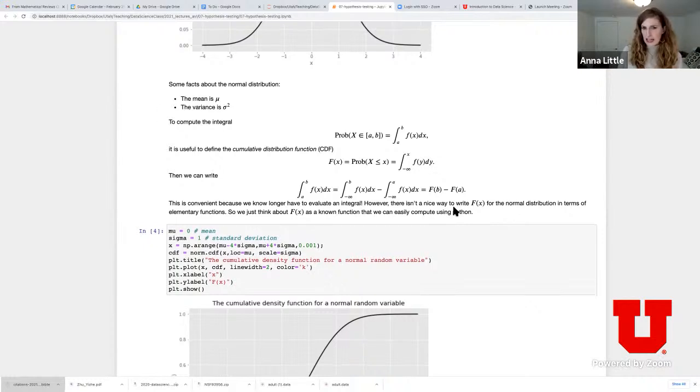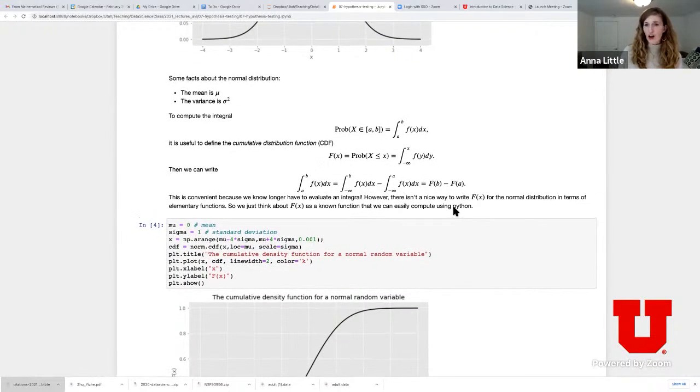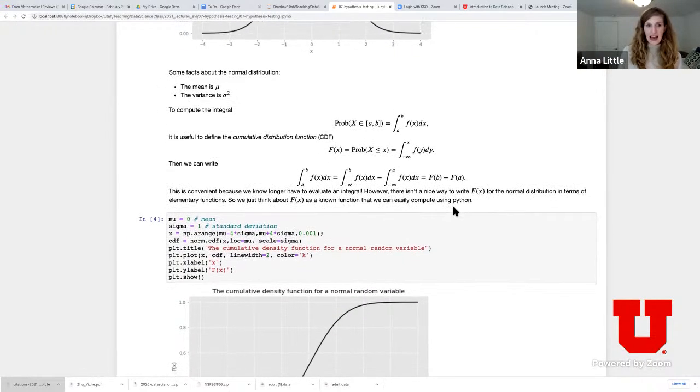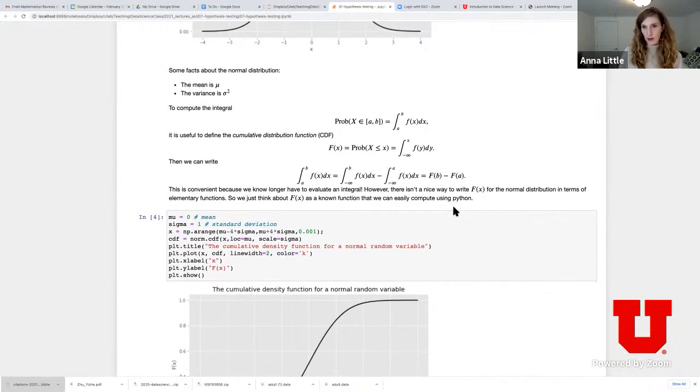So this is really convenient. We don't have to actually deal with integrating things. We can just call the CDF function. And again, these are all built into Python for all of the common distributions.